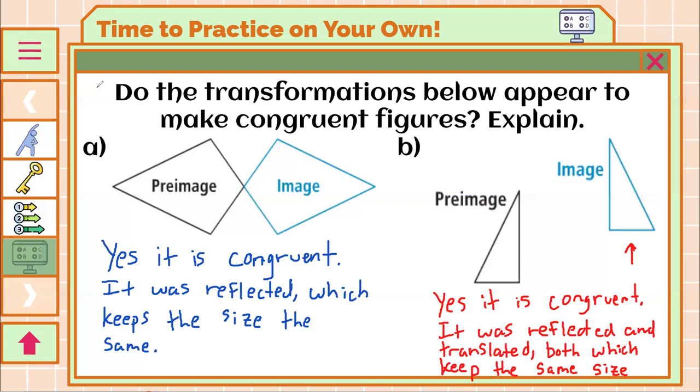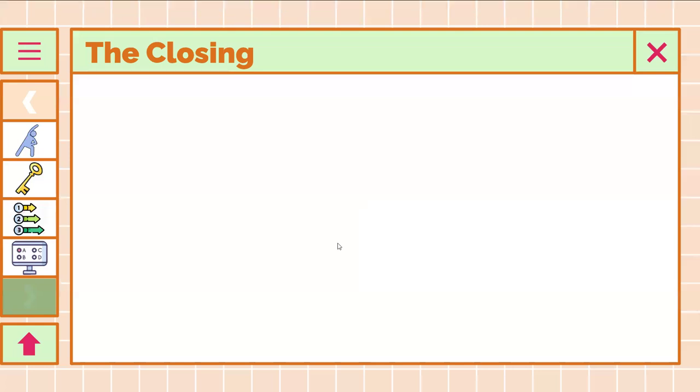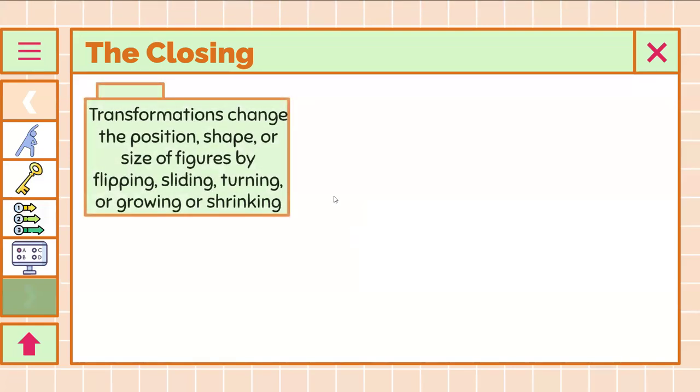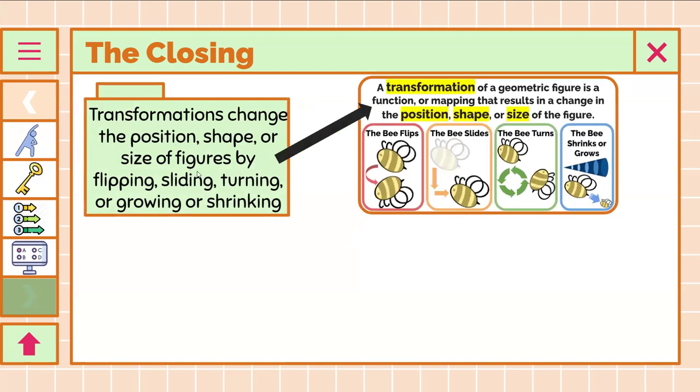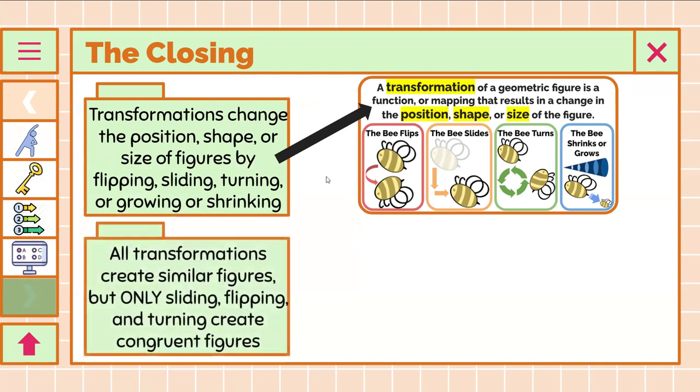Make any corrections you need to, but I'm going to erase this and go to our closing for part 1, which is that transformations change the position, shape, or size of figures by flipping, sliding, turning, or growing or shrinking a shape. Flipping is reflecting, sliding is translating, turning is rotating, and shrinking or growing is dilating, which we'll use that vocab more in the future.